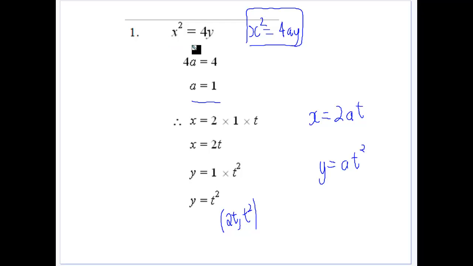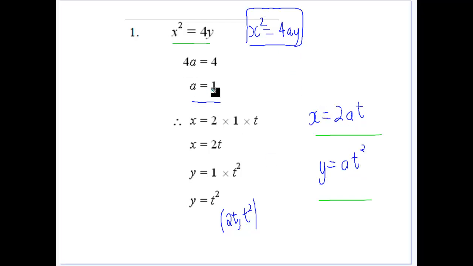So having a look at this one, what we want to do this time is go to the parametric form. So 4x squared is equal to 4y. What do we need to do? Well, we need to get back to 4ay, because we know if we've got x squared is equal to 4ay, x is equal to 2at, y is equal to at squared. So we're able to manipulate to get back to there.